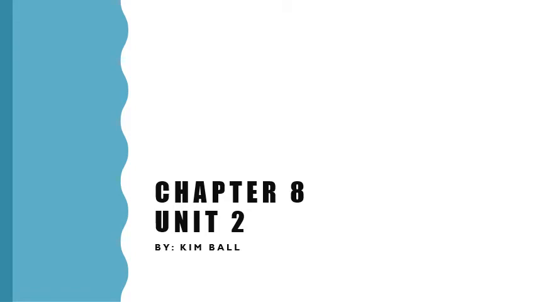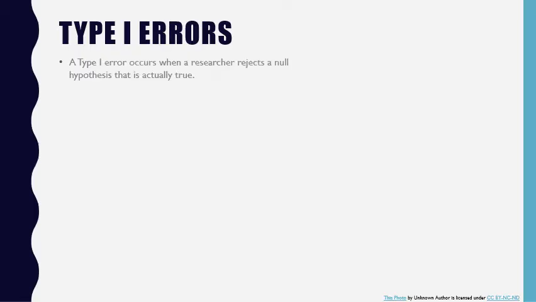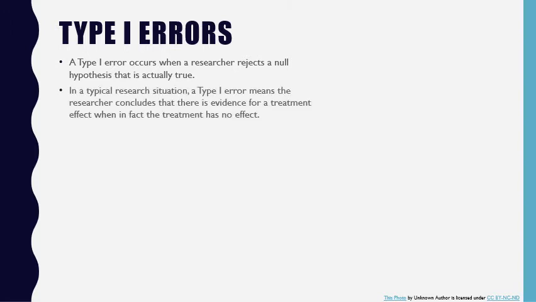Chapter 8, Unit 2. Type 1 errors. A type 1 error occurs when a researcher rejects a null hypothesis that is actually true. So basically your answer ends up in the rejection region when it really shouldn't have.